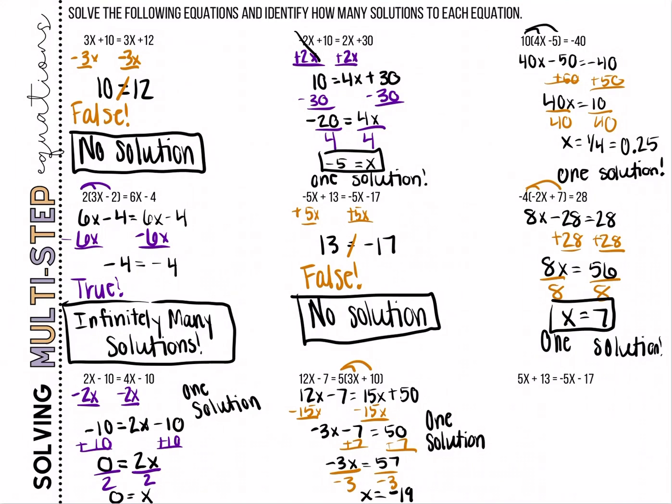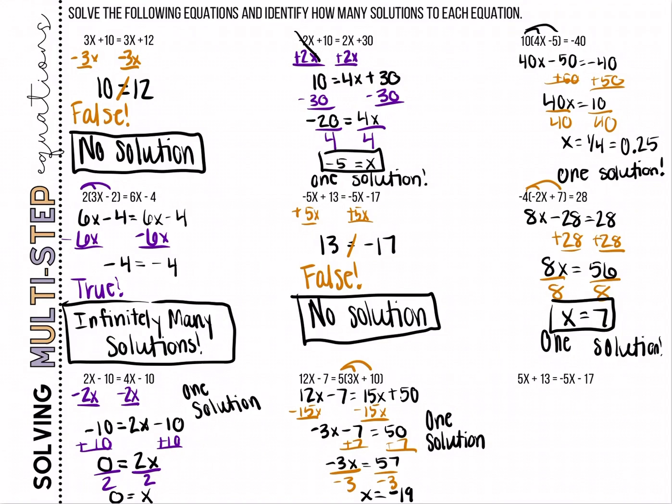Okay, and now last one, 5x plus 13 equals negative 5x minus 17. So this one's similar to the earlier one, but it's a little different. If you notice, on the first equation, the 5x's were both negatives. This one is not, so it's not going to be the same solution. If something changes, it's going to be different.